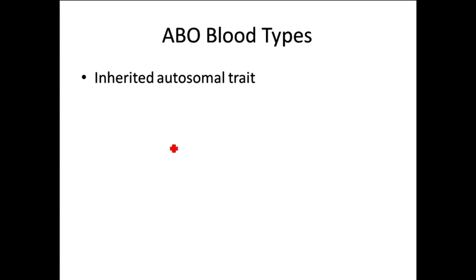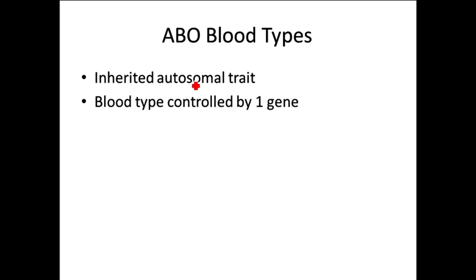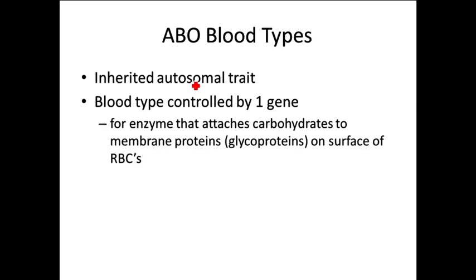Okay. Next are ABO blood types. Okay, this also is an inherited autosomal trait. Okay, and blood type is controlled by one gene. Okay, everybody has a blood type. So everybody has this gene, and we have two copies of that gene, right, because we're diploid. The gene that controls what blood type you have actually codes for an enzyme that attaches carbohydrates to membrane proteins on the surface of red blood cells.